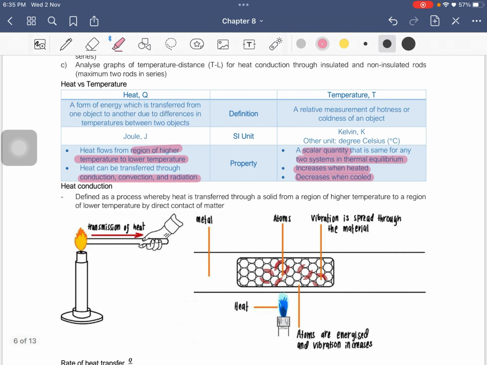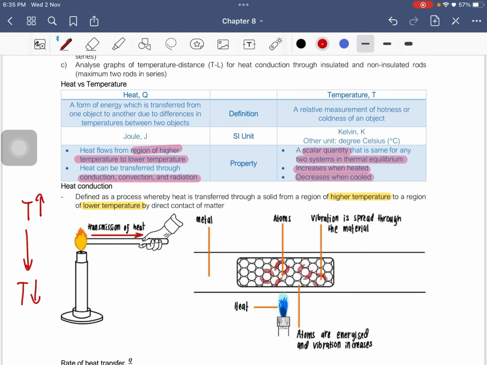Heat conduction. So heat conduction is a process where heat is transferred through a solid from a region. Oh, okay, sorry. So I read that wrongly. Okay, so heat conduction is a process where heat is transferred through a solid from a region of higher temperature to a region of lower temperature. So higher temperature going to a much lower temperature. So it does not go from low to high lah. Dia dari high dia pergi the low temperature.